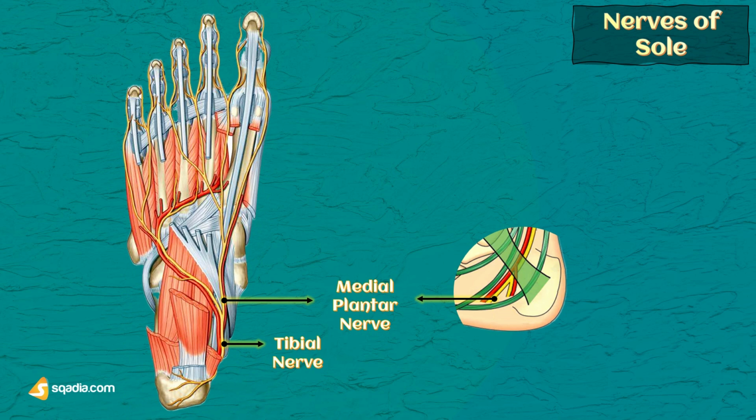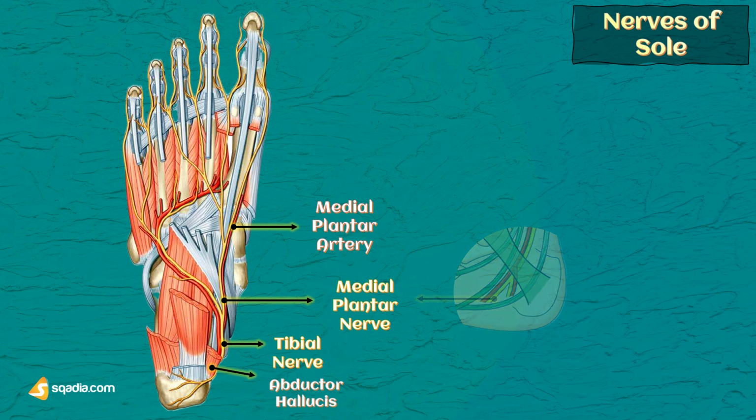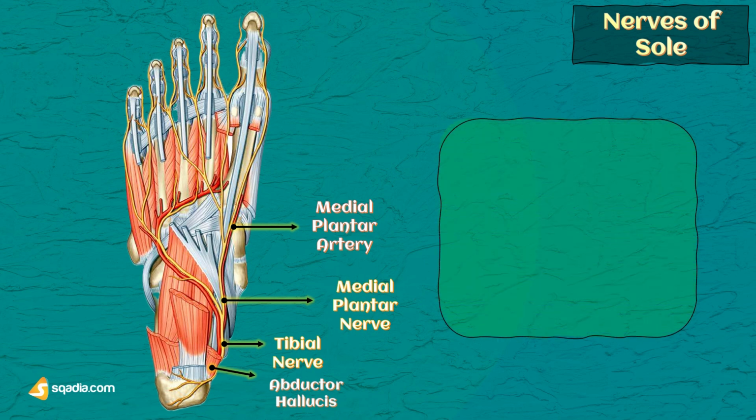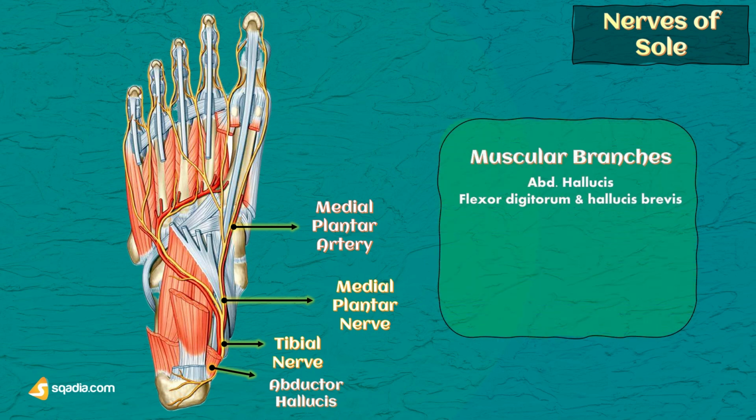Medial plantar nerve. The medial plantar nerve is a terminal branch of the tibial nerve. It arises deep to the flexor retinaculum and runs forward deep to the abductor hallucis with the medial plantar artery. It comes to lie in the interval between the abductor hallucis and the flexor digitorum brevis.